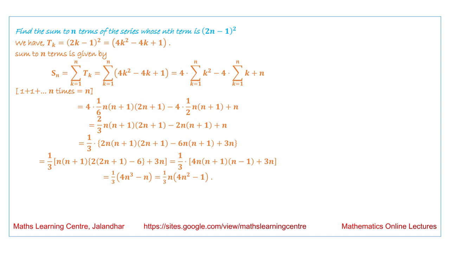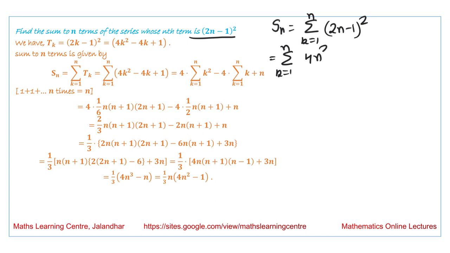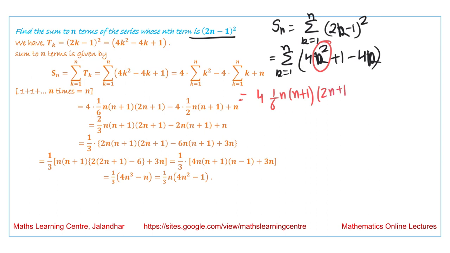Next is find the sum of the series whose nth term is this. So again we are writing Sn is equal to sigma k is equal to 1 to n (2k minus 1) square. We are writing this as sigma k is equal to 1 to n 4k square plus 1 minus 4k, or in place of n we are writing k over here. So again the sums we have over here, it is 4 times the sum of squares, which is 1 by 6 n into n plus 1 into 2n plus 1.